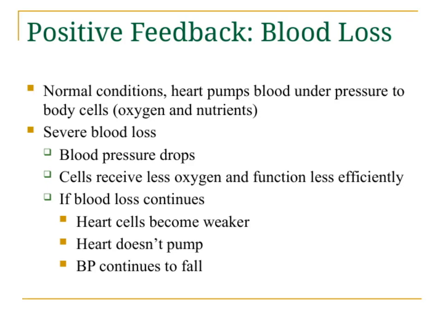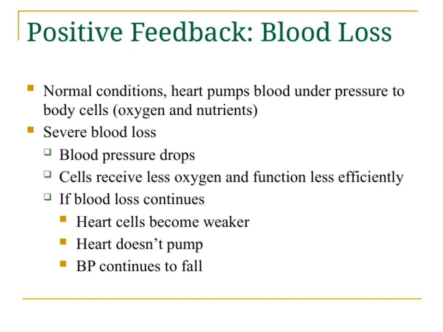Normally, under healthy conditions, the heart pumps blood under pressure to deliver oxygen and nutrients to our body cells. This process is essential for keeping our tissues alive and functioning properly. However, when severe blood loss occurs, this system is disrupted. Blood pressure drops because there's less blood circulating through the vessels. As a result, the cells receive less oxygen, which means they can't perform their functions as efficiently as they normally would. If the blood loss continues, the situation worsens.